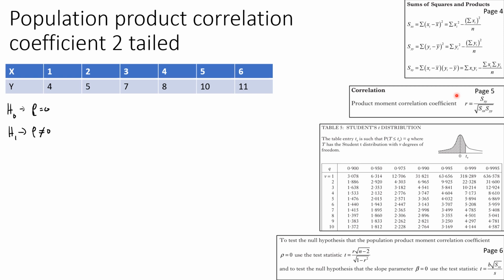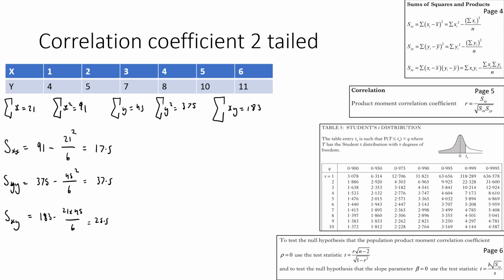So n is just the sample size, and r. For r, we go to page 5 and we get this formula here, sxy over the square root of s double x times s double y. Now, in lesson 16, we covered how to calculate these, so we'll skip on to that and then do the extra steps we need for this hypothesis test.